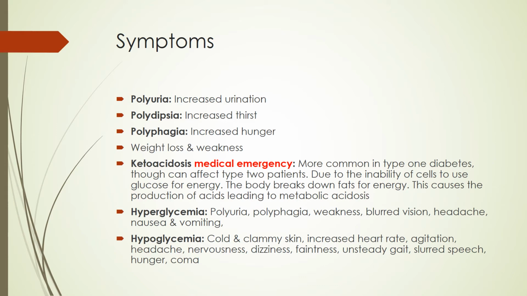Hyperglycemia has the symptoms of polyuria, polyphagia, weakness, blurred vision, headache, nausea, and vomiting. Symptoms of hypoglycemia include cold and clammy skin, increased heart rate, agitation, headache, nervousness, dizziness, faintness, unsteady gait, slurred speech, hunger, and if severe, coma.